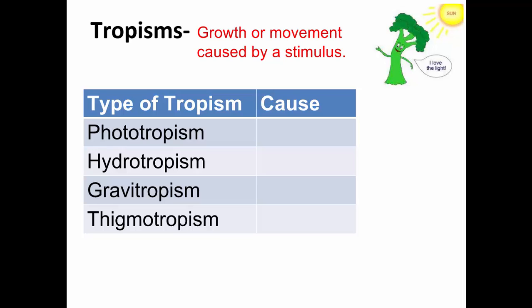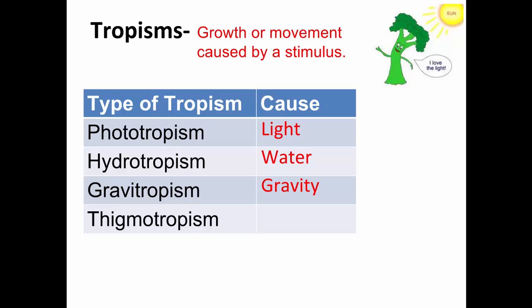You know what that is? Growth in response to what? Light. Photo means light. If you ever had a plant in a window, what happens? It doesn't just grow straight up. It grows towards the window. Hydrotropism? Water. Roots of a plant will grow in the direction where there's a source of water. Gravitotropism? Down. Gravity. Roots grow down. Stems grow up.